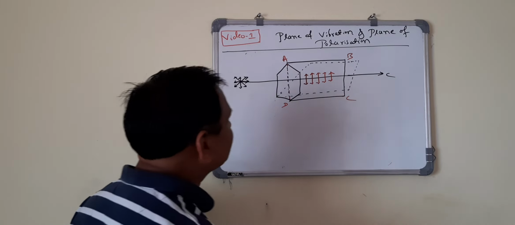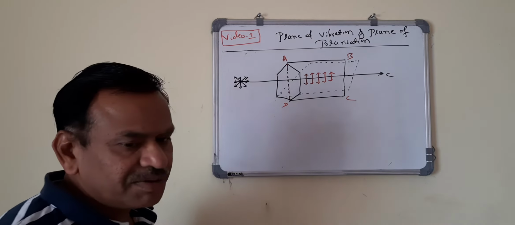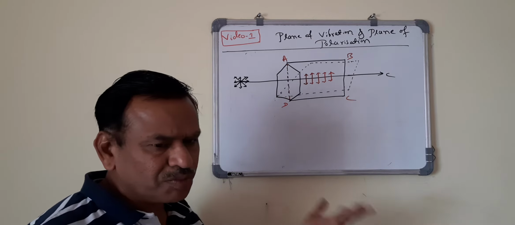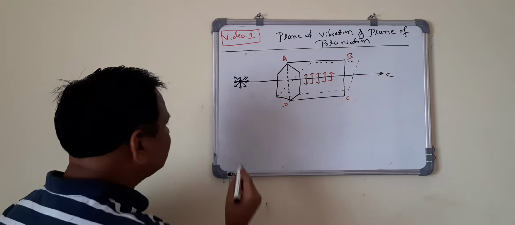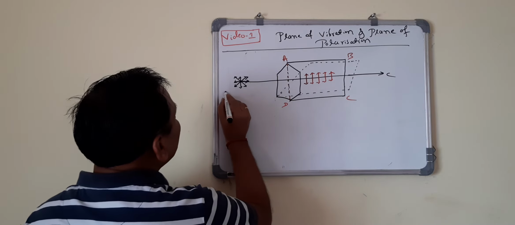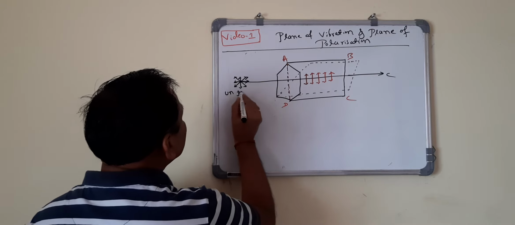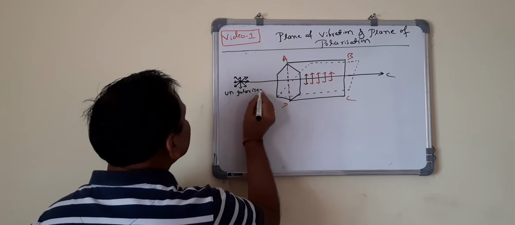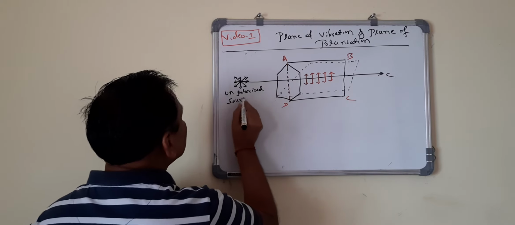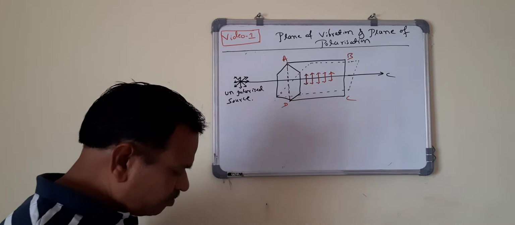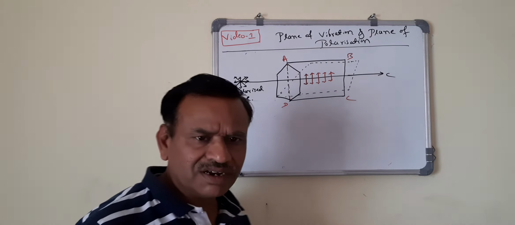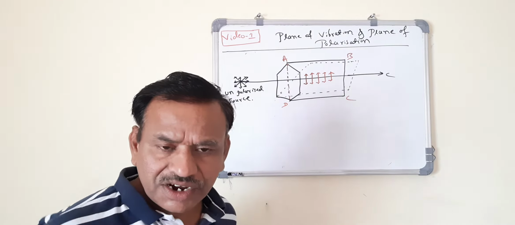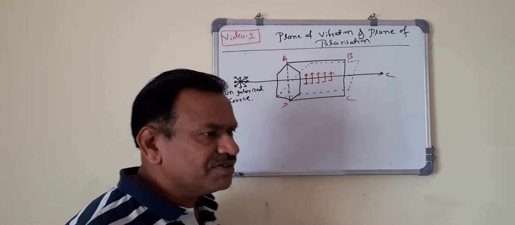Now, let us see. What is plane of vibration and plane of polarization? Normally it is a 2-mark question. This is called an unpolarized source of light. You may ask the question, which is an unpolarized source? Light coming from the sun, light coming from any bulb. It is an unpolarized source.